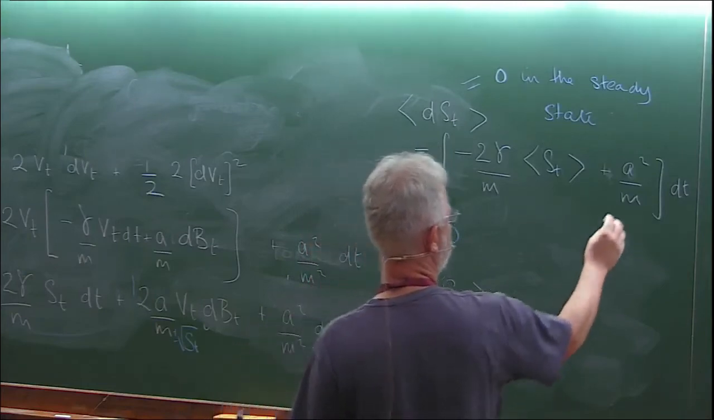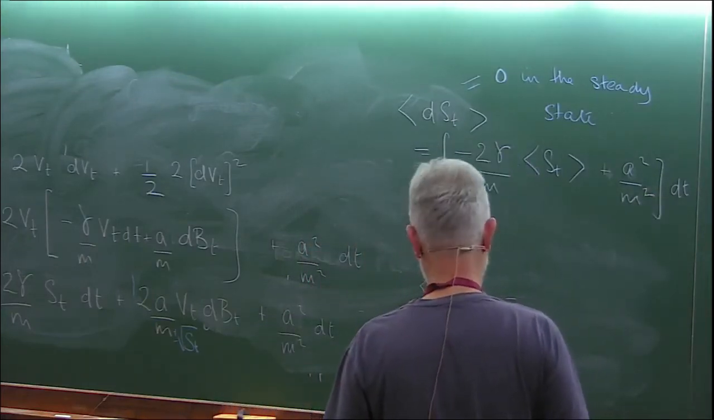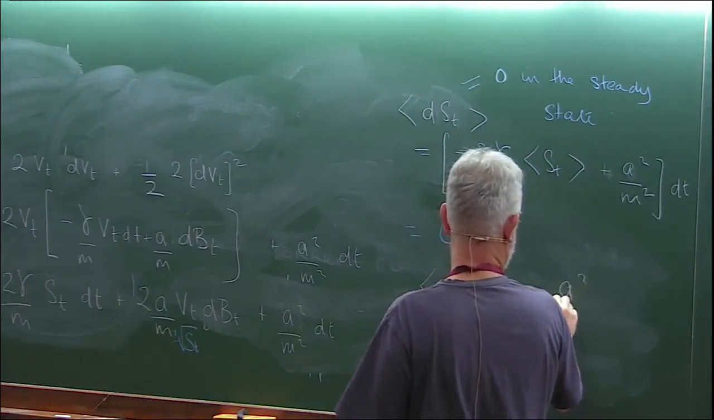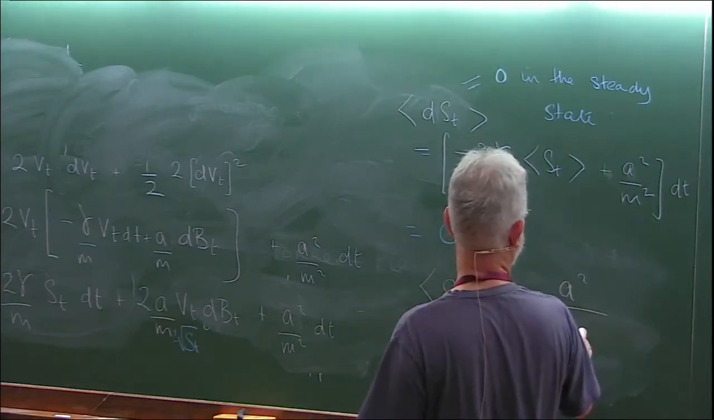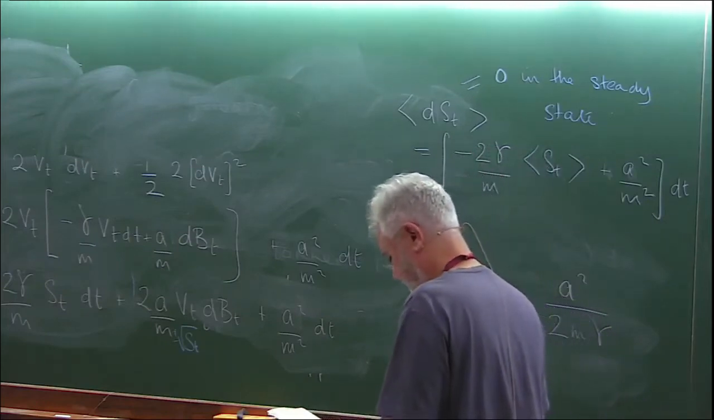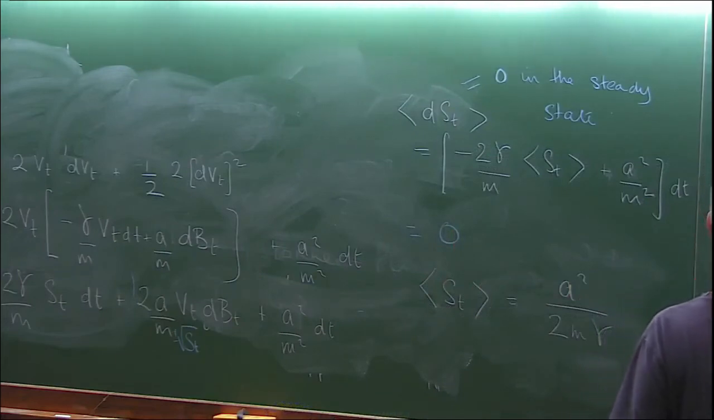I've missed out an m squared here, no? Okay. So this tells me that s of t must be equal to a squared divided by 2. The expected value of s of t is a squared divided by 2m gamma. Okay? Now we use the equipartition of energy.